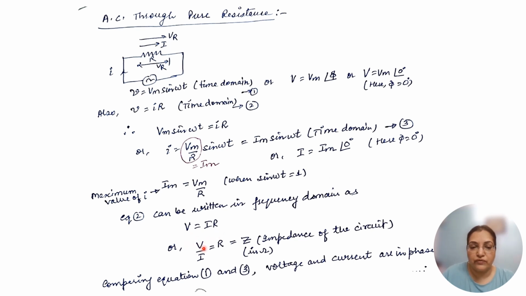The ratio of phasor voltage by phasor current is called the impedance of the circuit, and because the circuit is consisting of only resistance, the impedance is equal to resistance. The unit of impedance is ohms, the unit of resistance is ohms. This is called the impedance of the circuit. Now, if we compare equations 1 and 3, equation 1 for the voltage and equation 3 for the current, we can see that they are in phase and there is actually no phase difference between the two.